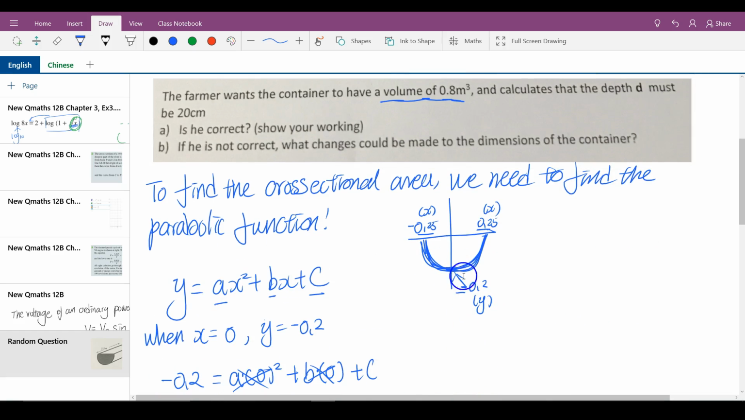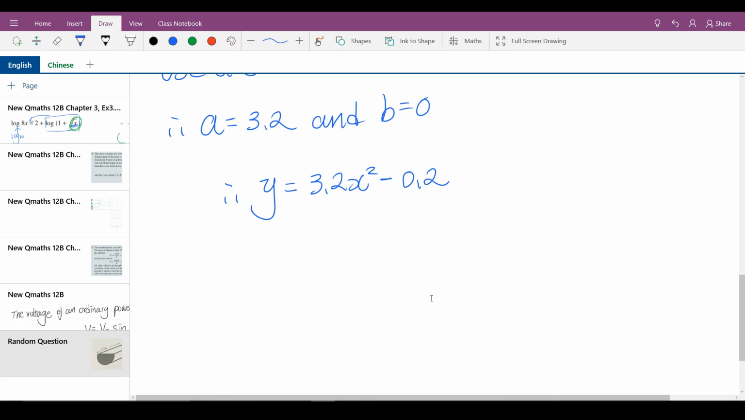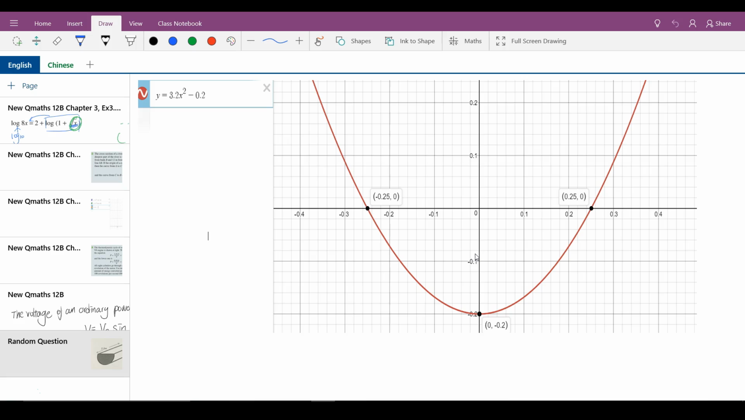Now let's double check whether this function actually gives this particular graph, this particular shape. We can do that through decimals, or in the exam you can do it in your graphic calculator, just to make sure the roots and the y-intercept are correct. In this case, I'm going to use decimals. There we go, so we got what we wanted. It cuts at negative 0.25 and 0.25, and it has a depth of negative 0.2, which is 0.2 meters. So all this is in meters.